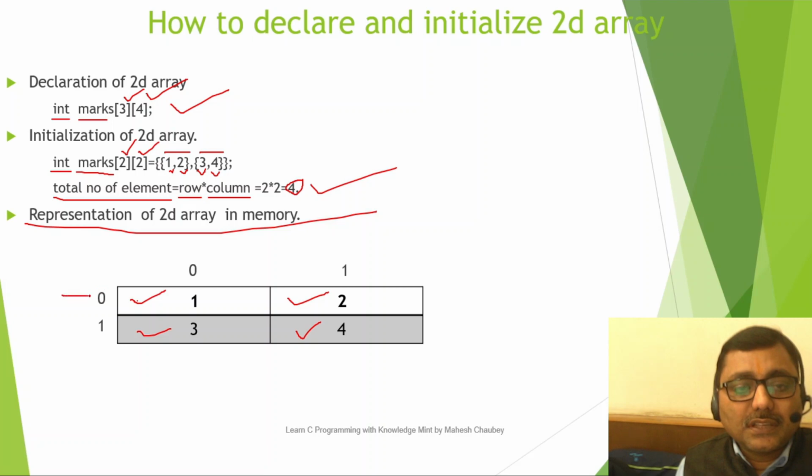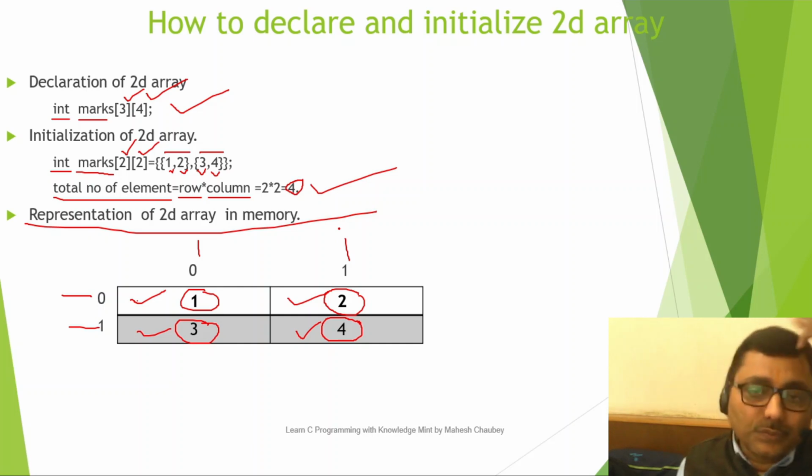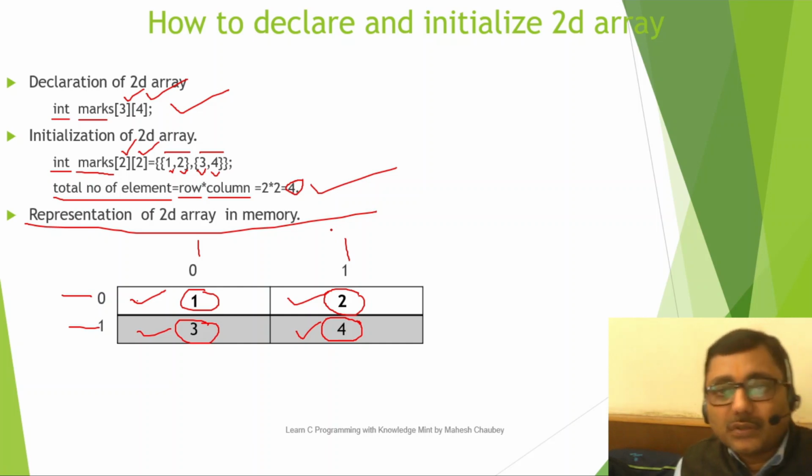This is the index for row number 0 and 1. This is the index for column number 0 and 1. So at the 0 0 location I will have 1, and at the 0 1 location I will have 2. At the 1 0 location I will have 3, and at the 1 1 location I will have 4. So that's how we can declare and initialize a 2D array.